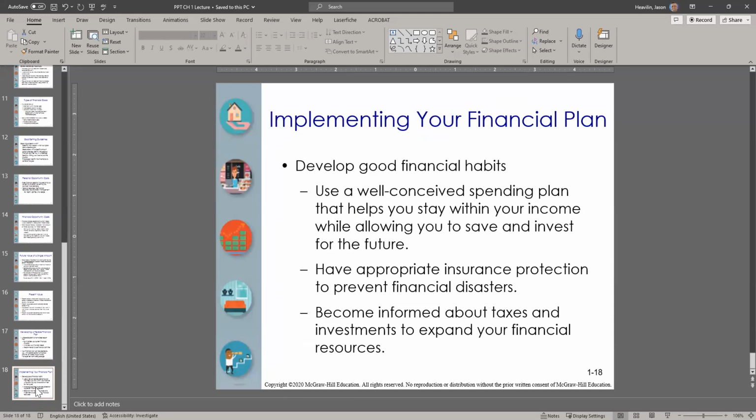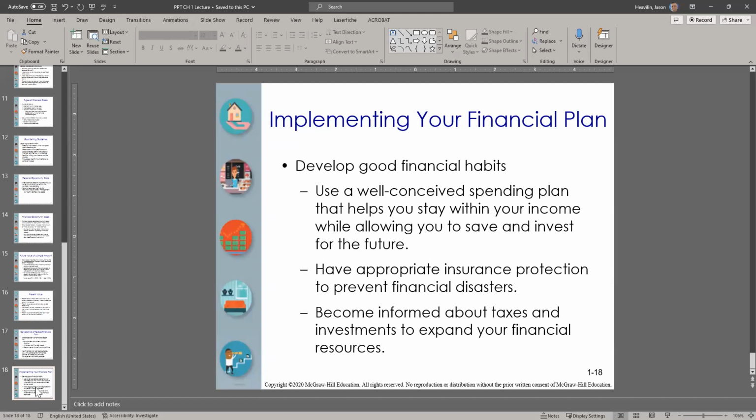Implementing a financial plan: develop good financial habits. Habits is the key word here. At the beginning, it may feel difficult to stick to the financial plan. But as time goes by, it's easier to keep with those habits. Use a well-conceived spending plan that helps you stay within your income while allowing you to save and invest for the future.